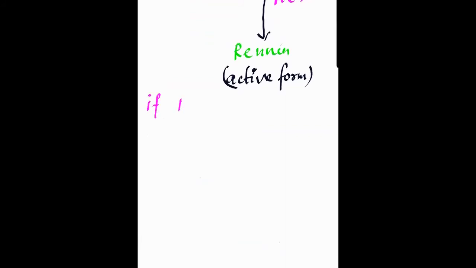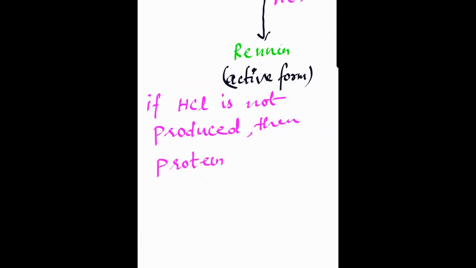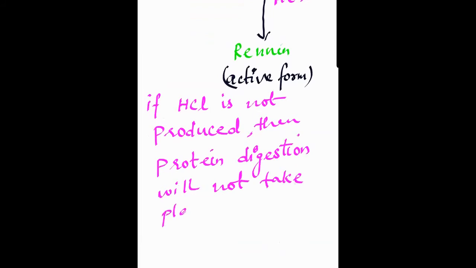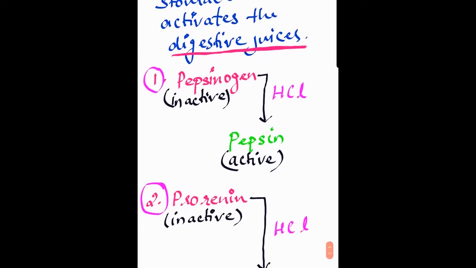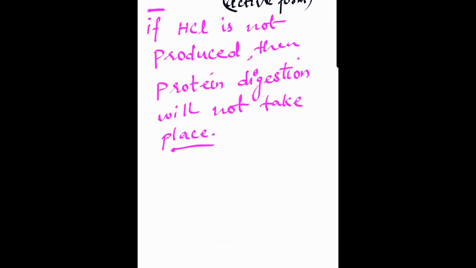If HCl is not produced, then protein digestion will not take place. Okay, it's a very, very important point. You can write it. We know that there are digestive juices, and this is how they will be activated.